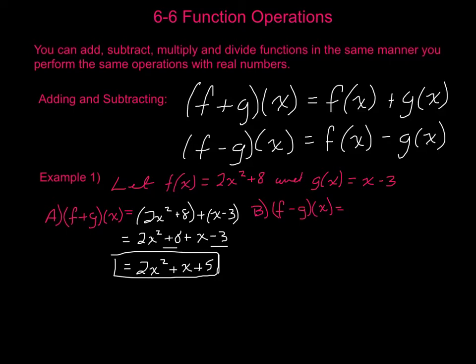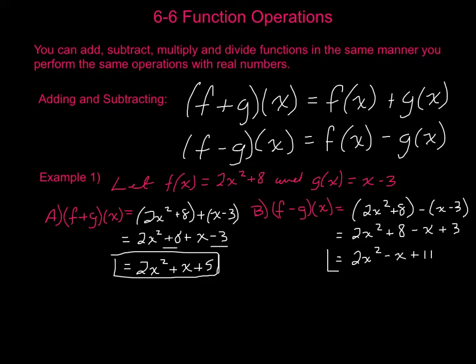Now, with subtraction, very similar. We have f minus g of x. So we're going to have f of x in parentheses, 2x squared plus 8. And we're going to subtract g of x this time. But be careful, we need to distribute the negative. So we're going to have 2x squared plus 8 minus x plus 3. So this time when we combine like terms, we'll get 2x squared minus x plus 11. Final answer.